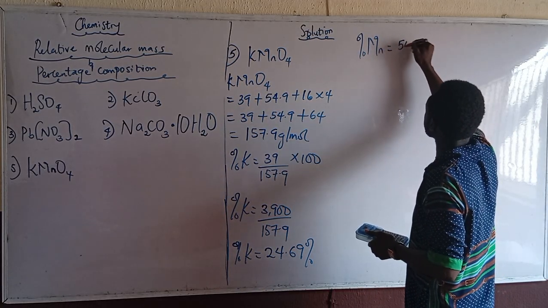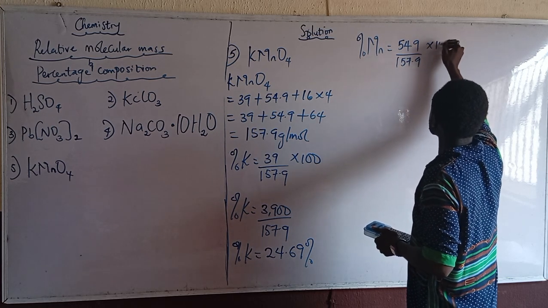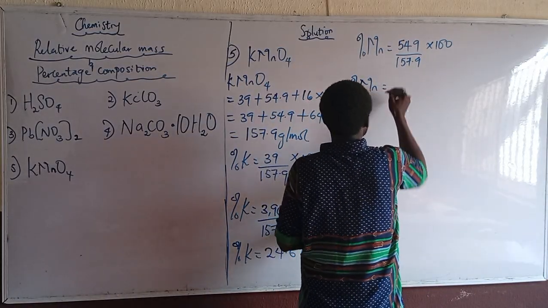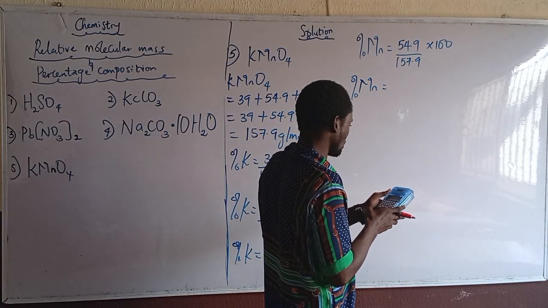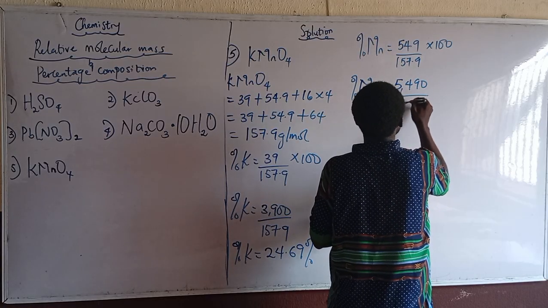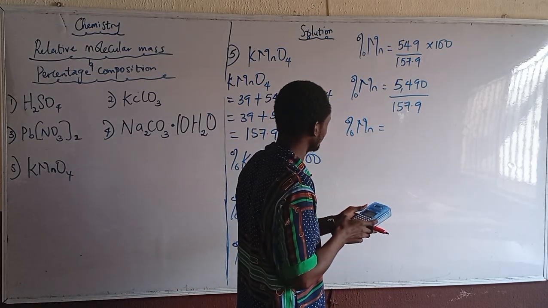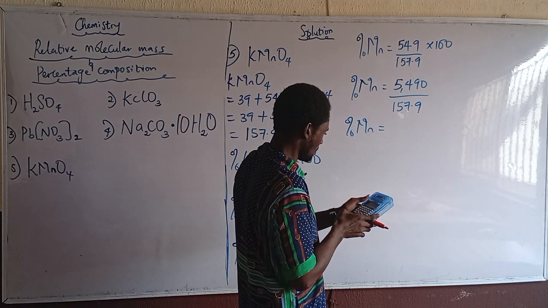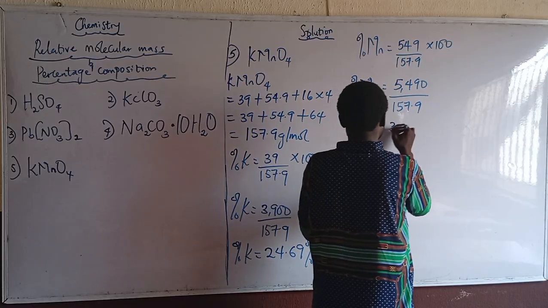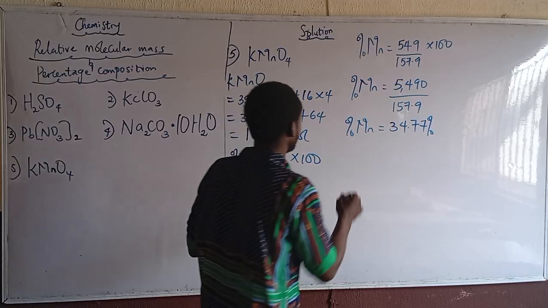So for manganese, the percentage of manganese is 54.9 divided by the total 157.9 multiplied by 100. 54.9 times 100 is 5,490 divided by 157.9. That is 34.77%.